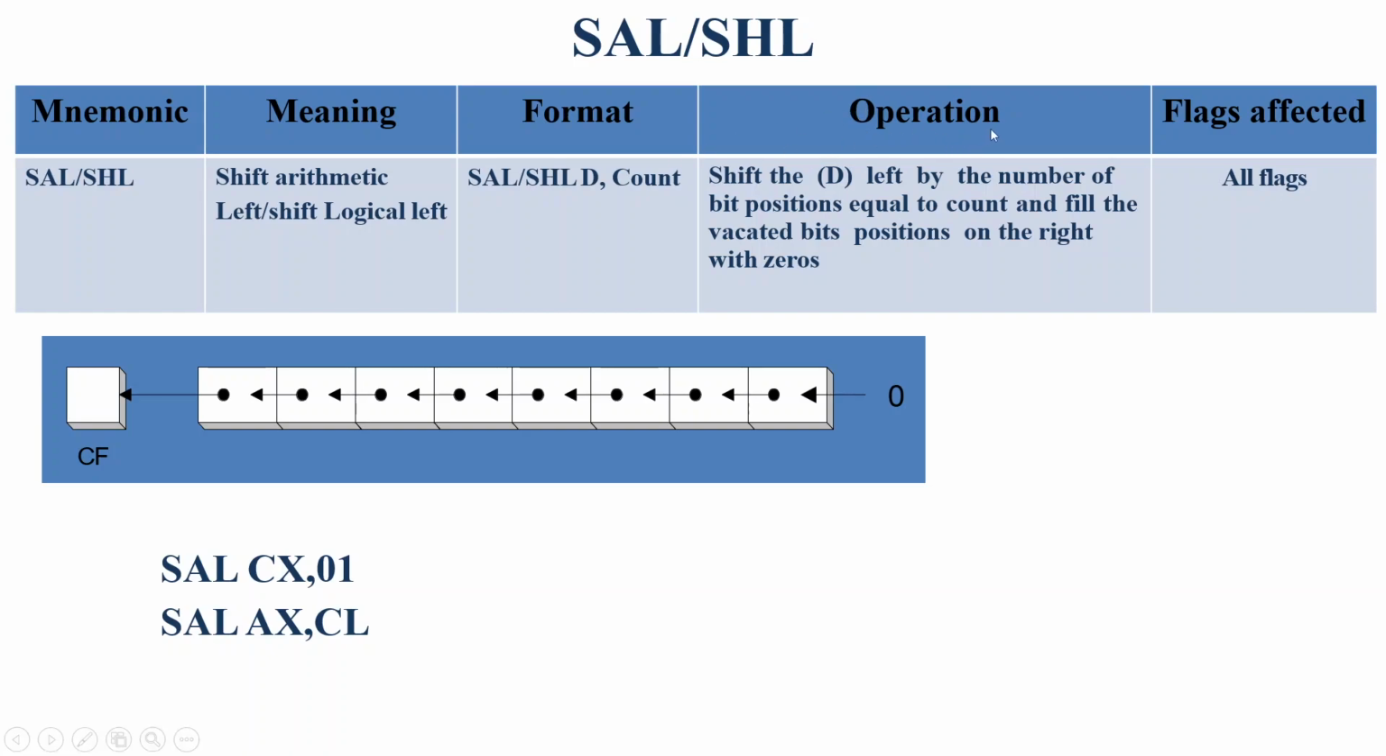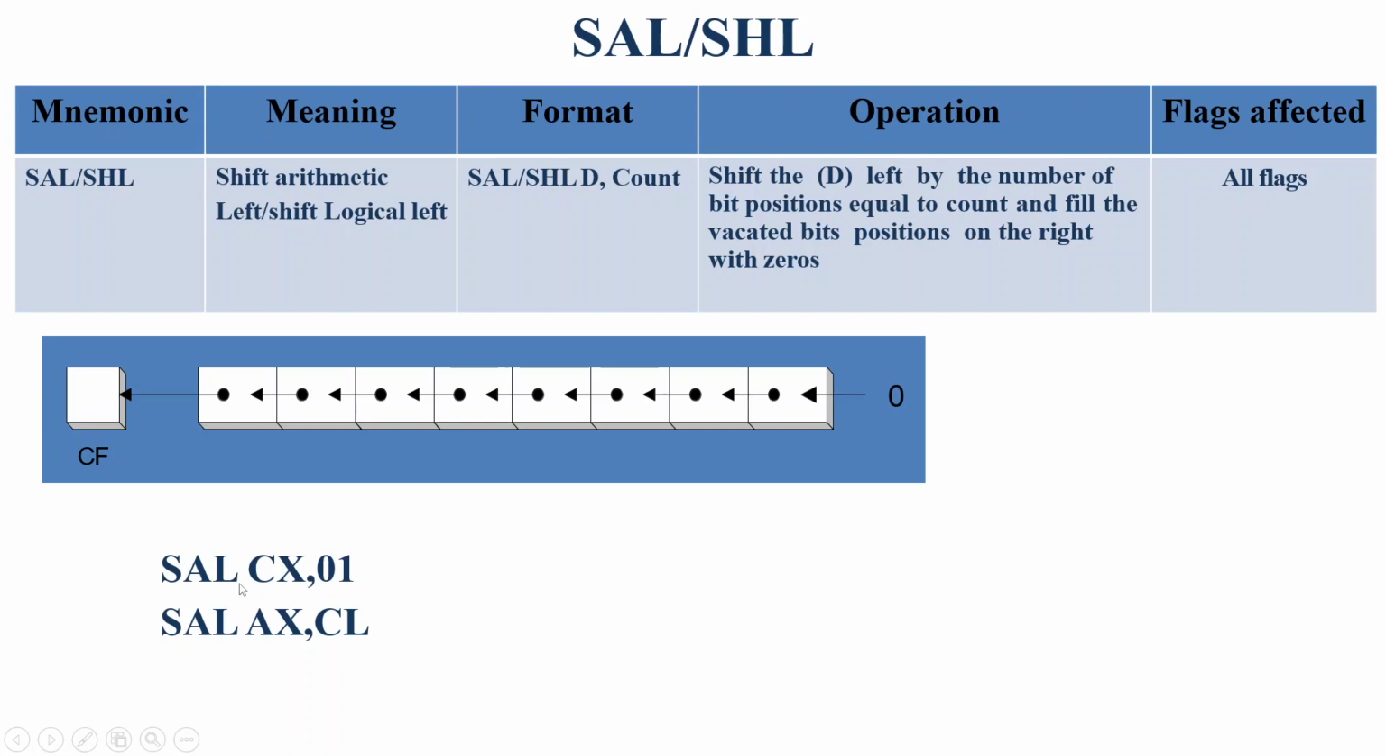Here the operation is performed in such a way that you are going to shift the content of the D register based upon the count value, and we are going to fill the vacated bits on the right side with zeros. When we execute this instruction, all the flags will be affected because sign flag, parity flag, carry flag, all the flags will be affected. Here it has been illustrated. I have a data, I have a register, here I have a carry flag. When I execute the instruction, the data will be shifted from right to left. Thereby the rightmost bit will be occupied with the zeros.